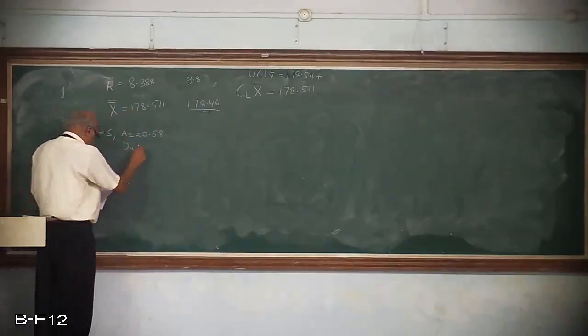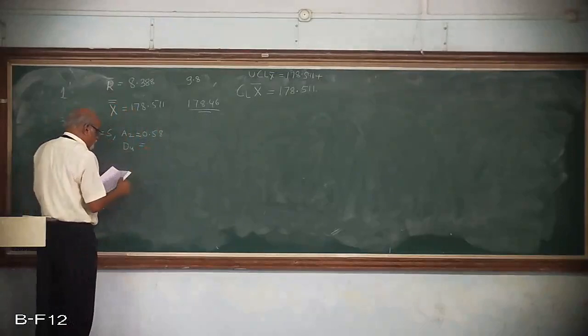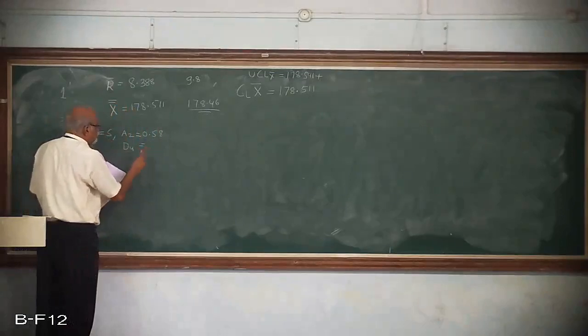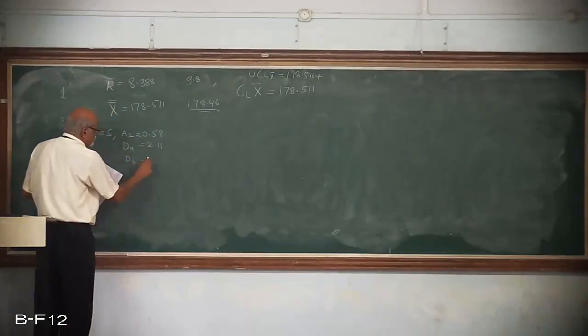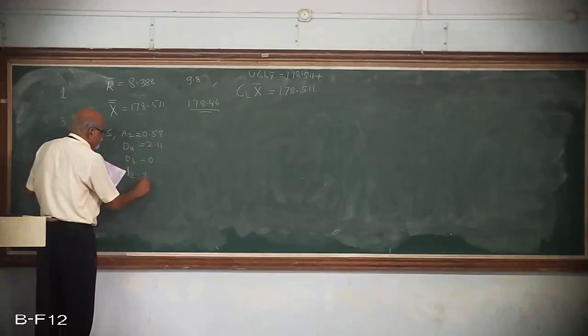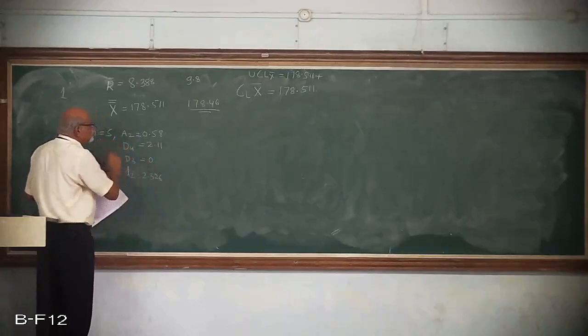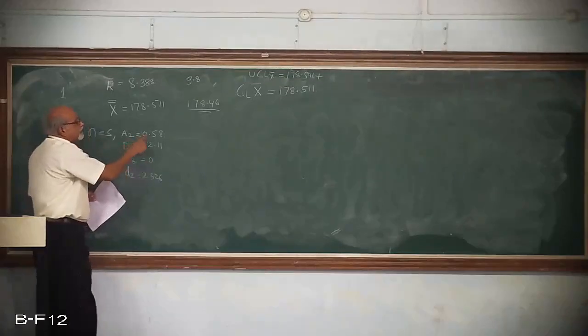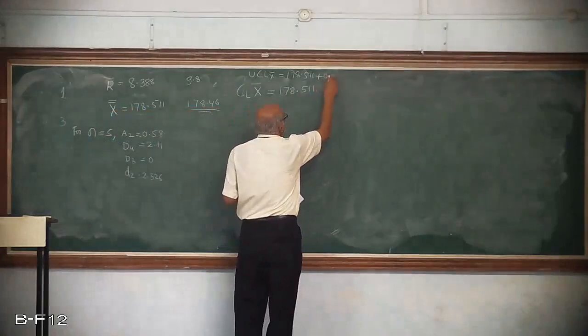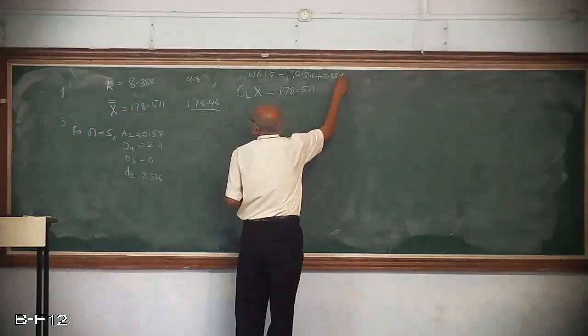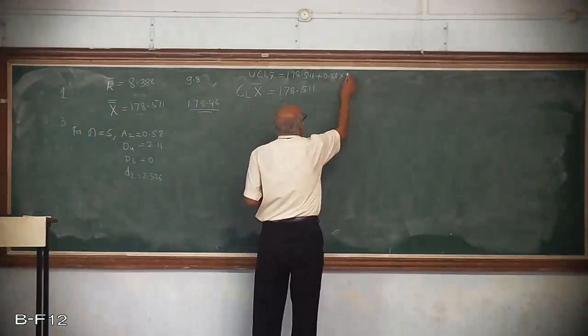D4 is equal to 2.11. D3 is 0. And D2 is going to be 2.326 because the sample size was 5. So A2 value is 0.58. So upper control limit, this is 0.58 multiplied by 8.388.